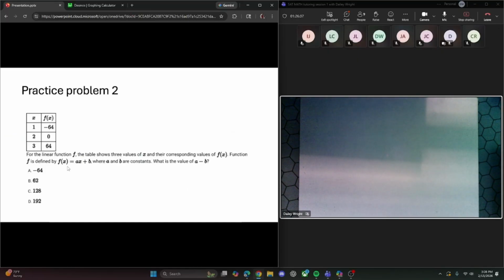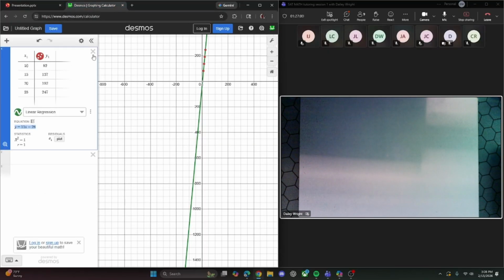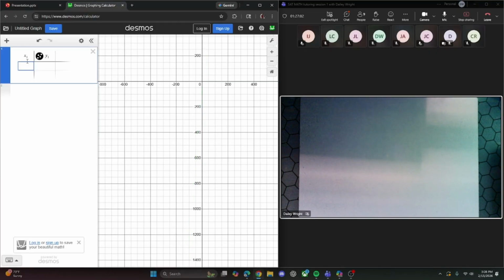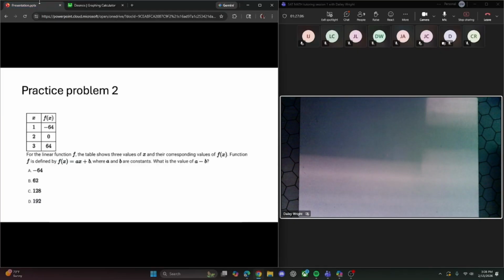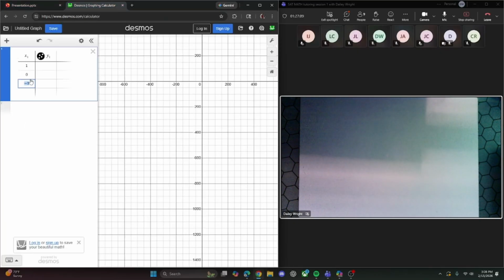Practice problem 2. For the linear function f, the table shows 3 values of x and their corresponding values of f of x. Function f is defined by f of x equals ax plus b, where a and b are constants. What is the value of a minus b? This is going to be a bit of a harder problem. First, you want to plug in the graph to find the equation. Add a table. It said 1, 0, and negative 1. Oh, 1, 2, and 3. Sorry.